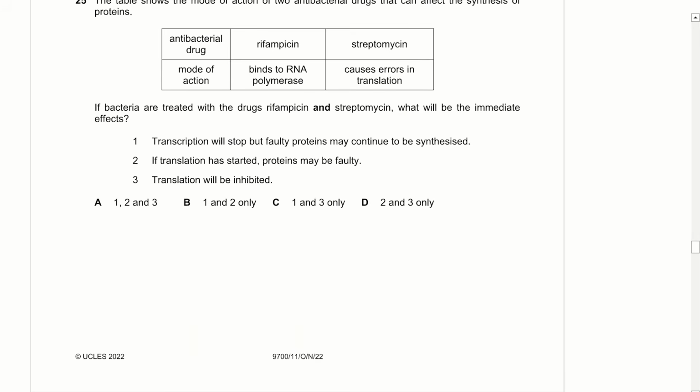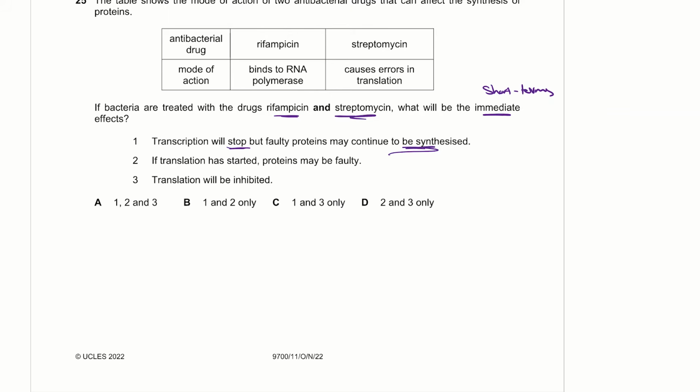Question number 25. The table shows the mode of action of two antibacterial drugs that can affect the synthesis of proteins. If bacteria are treated with the drugs rifampicin and streptomycin, what will be the immediate effects? So the short-term effects. Now, let's see the suggestions that we have here. 1. Transcription will stop, but faulty proteins may continue to be synthesized.